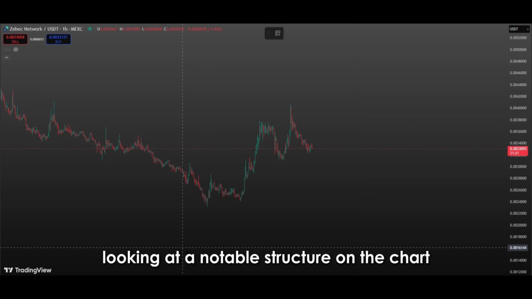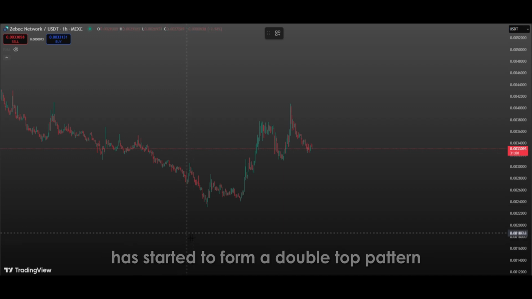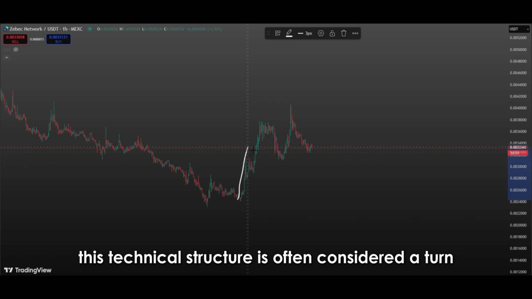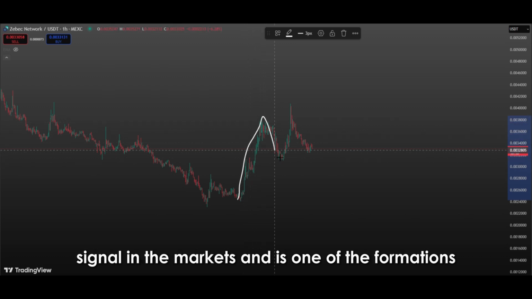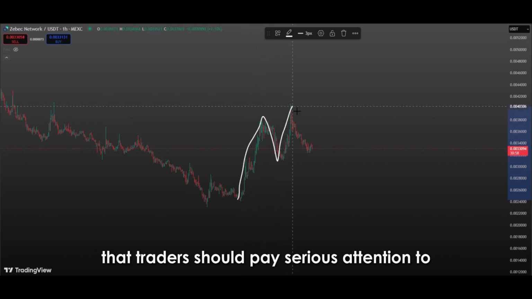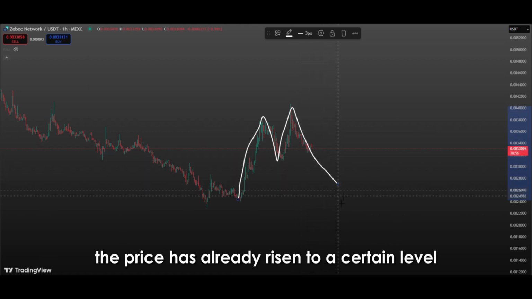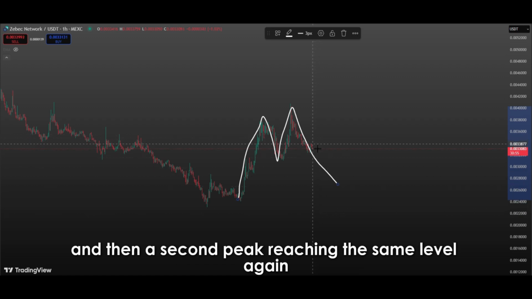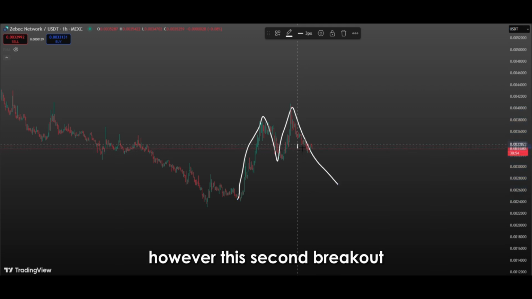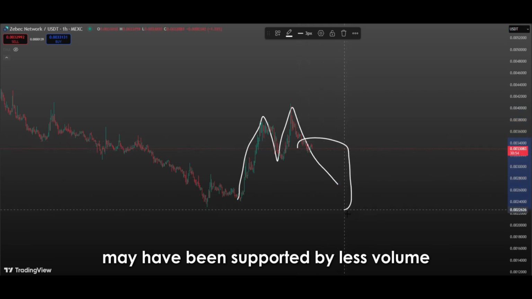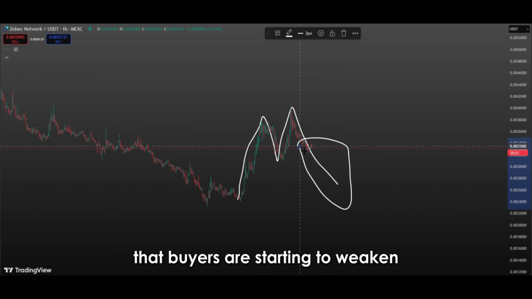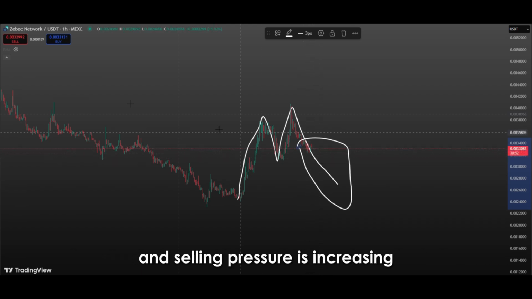Looking at a notable structure on the chart, we can see that the price has started to form a double top pattern quite clearly. This technical structure is often considered a turn signal in the markets and is one of the formations that traders should pay serious attention to. The price has already risen to a certain level, followed by a pullback and then a second peak, reaching the same level again. However, this second breakout may have been supported by less volume than the first one, which could be an important clue that buyers are starting to weaken and selling pressure is increasing.